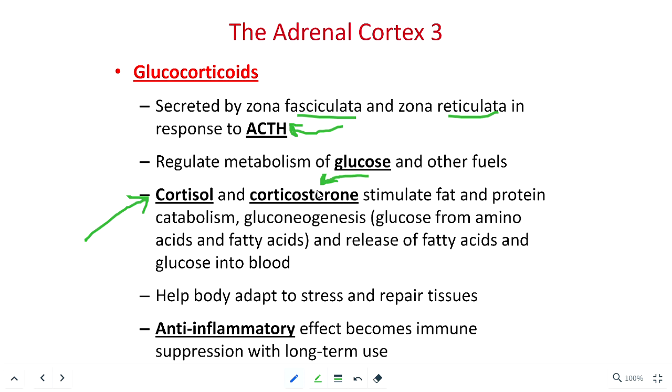These are two hormones that are going to focus on us digesting fats. They're going to stimulate fat and protein catabolism, the digestion of fats and proteins, and they're also going to focus on upregulating glucose concentrations in our bodies.